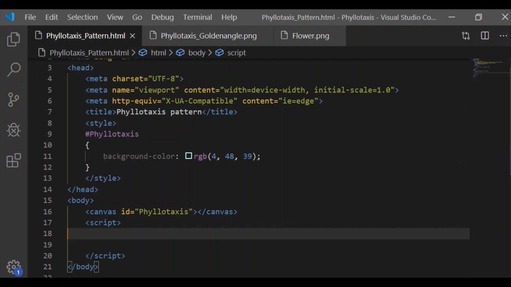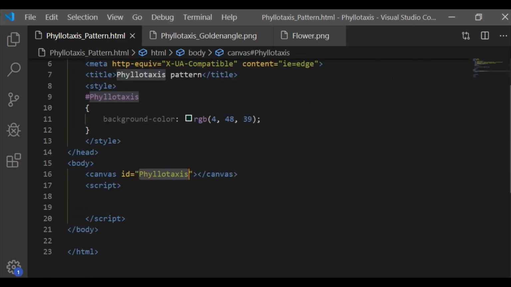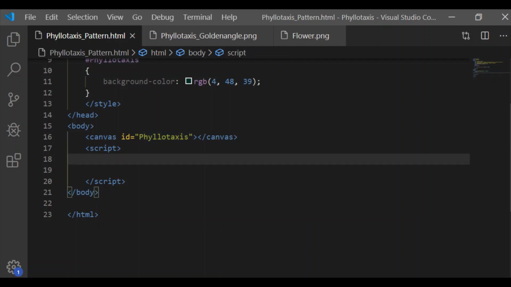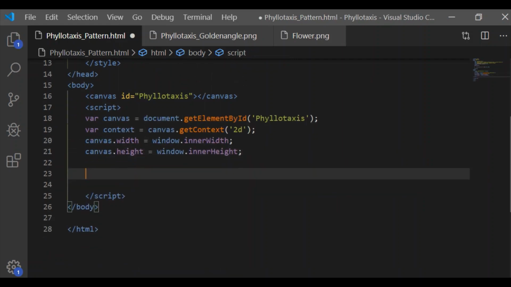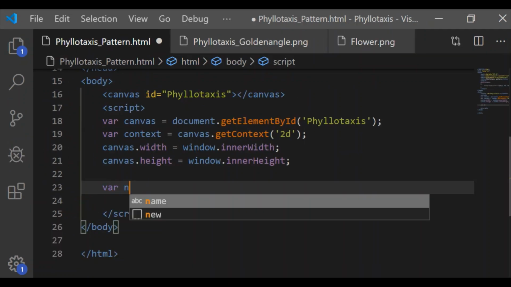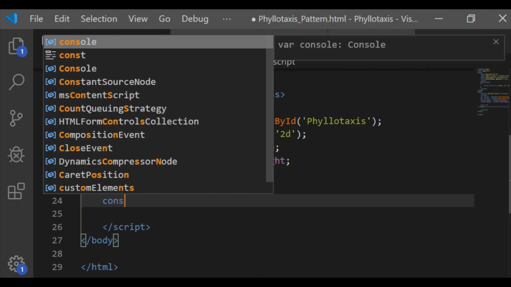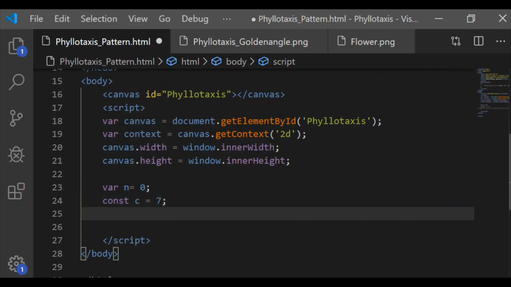Now coming to the HTML portion, I have the canvas of ID Phyllotaxis and the background color is set to RGB 448 and 39. Let me come to the JavaScript portion and get the canvas by using getElementById Phyllotaxis in a 2D context, and let me also get the canvas width and height, which is nothing but the window's innerWidth and innerHeight.